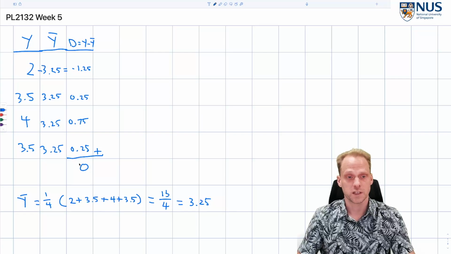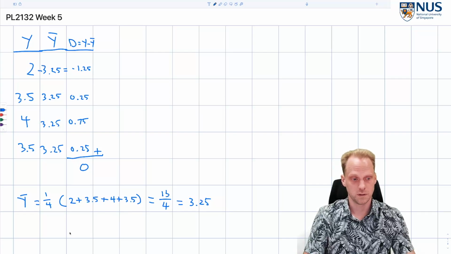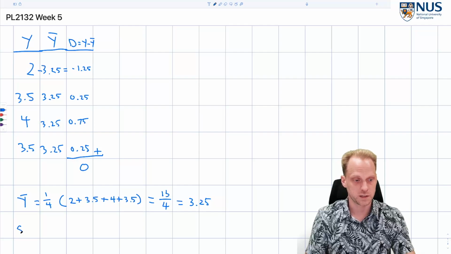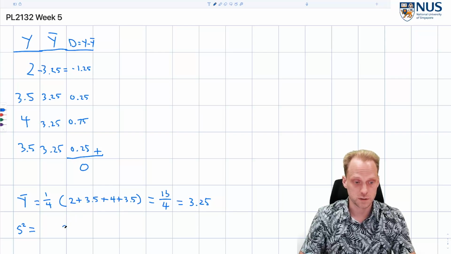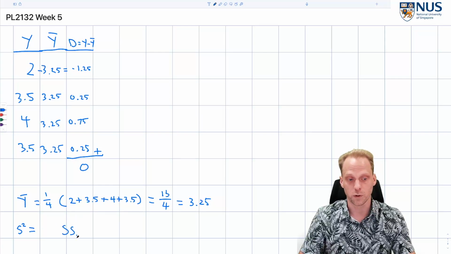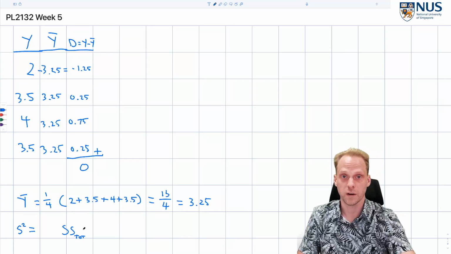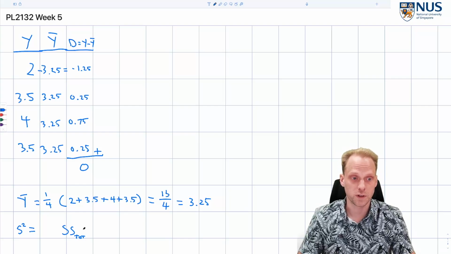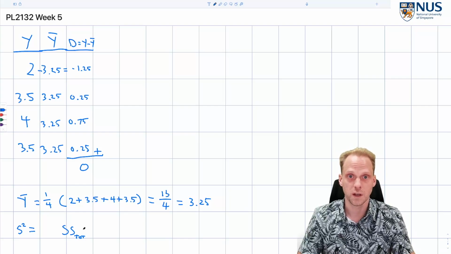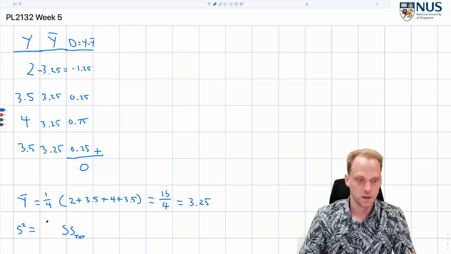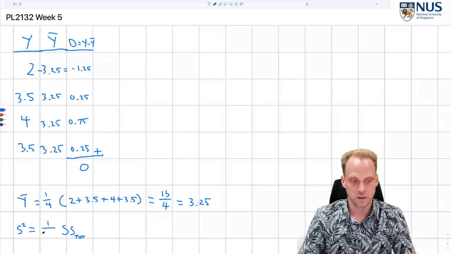Now, if we want to estimate the variance, which we call S square, what we can do is compute the sums of squares, which we call the total sums of squares, or earlier in the book the sum of squared errors, and that is because we can think of this as a model with only one parameter, the mean, and this is deviation from the model. And we divide this by n minus 1, in this case 4 minus 1 equals 3.